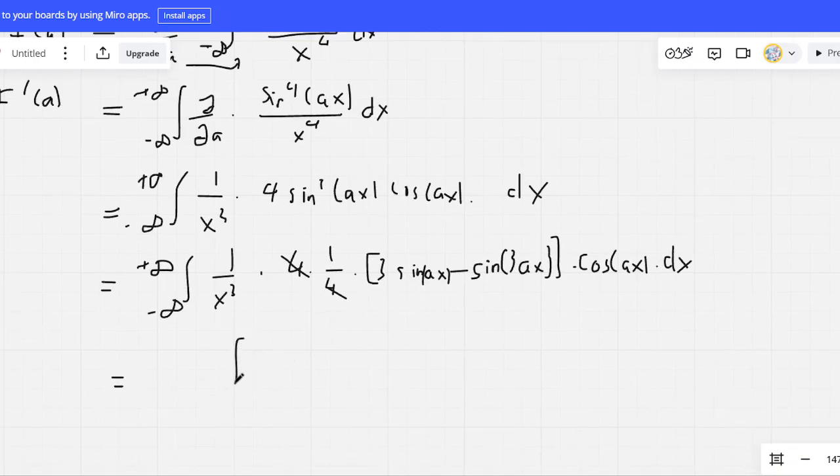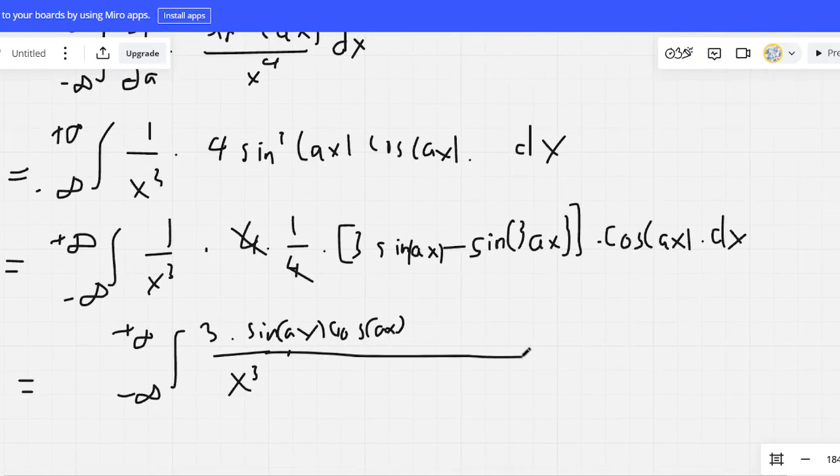So now we get the integral from minus infinity to positive infinity of 1 over x cubed times, let's bring that to the numerator because it makes more sense. And let's also multiply this out. So we get 3 times sine ax cosine ax minus sine 3ax times cosine of ax. Terribly sorry about my writing.